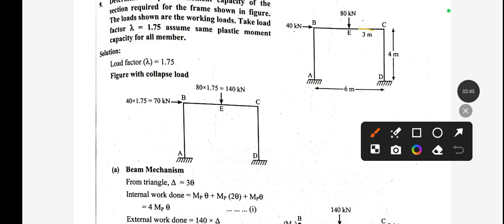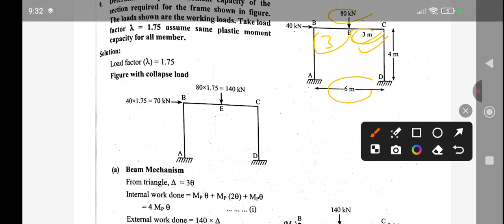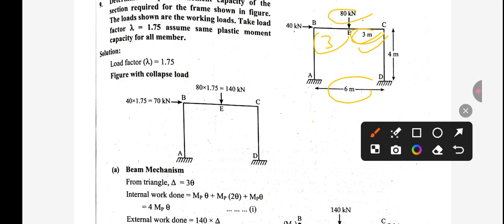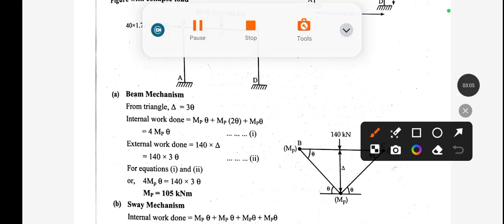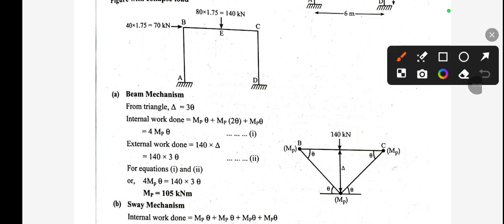This is 3 meter from E to C. It means the total length is 6 meter, and this is 3, so the remaining is also 3. So this is 3 meter and 3 meter. It means this 80 kN is acting exactly at the center of the BC span. So this length is 3 meter and this is also 3 meter. From here we can write delta equal to 3 times theta.